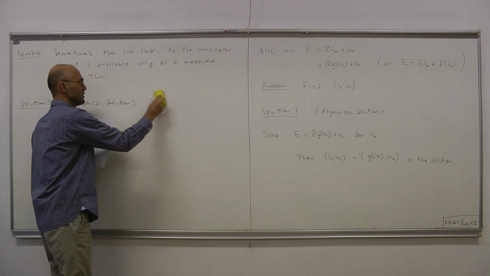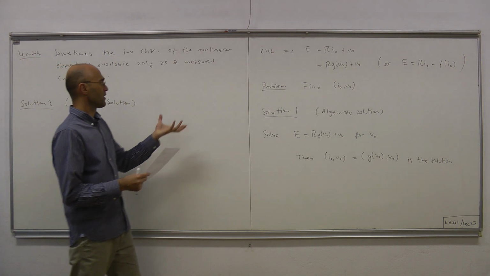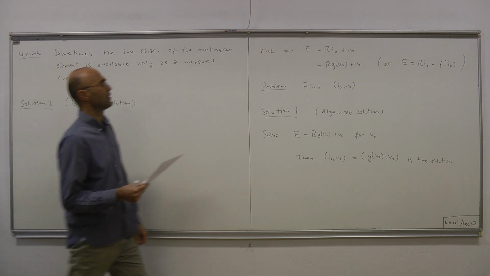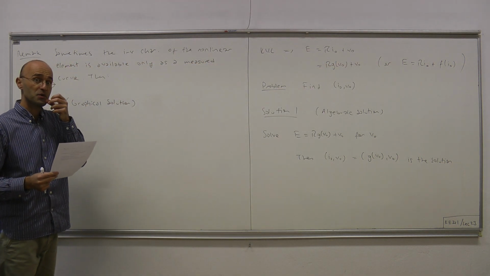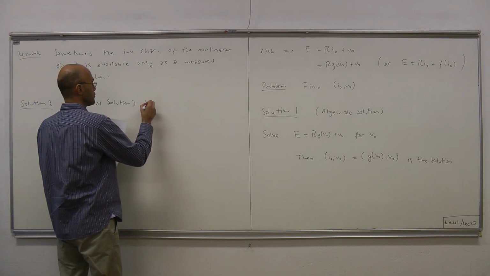In the graphical solution, what we do is sketch out the constraints on this pair, the operating point I0, V0, and the intersection of those constraints should give us the answer. So we have two constraints.